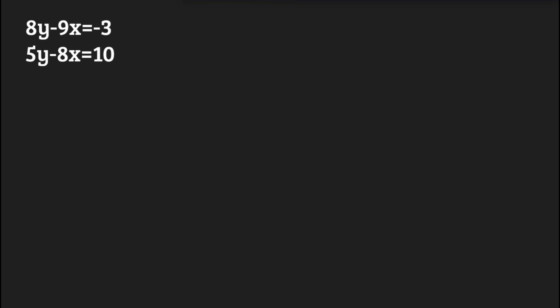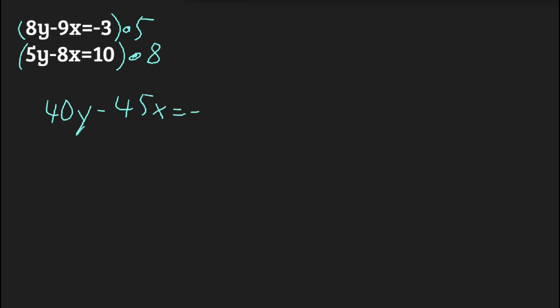Now the numbers I'm going to choose here, I'm going to multiply this first equation by 5. And the second equation I'm going to multiply by 8. And you see that's to make these y's equal to each other. I'm going to make the constants in front of the y's equal to each other. So 8y times 5 is going to be 40y. And then negative 9x times 5 is going to be minus 45x. And then, I'm sorry, 40y minus 45x, and then negative 3 times 5 is going to be equal to negative 15.